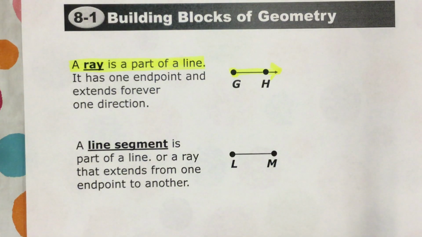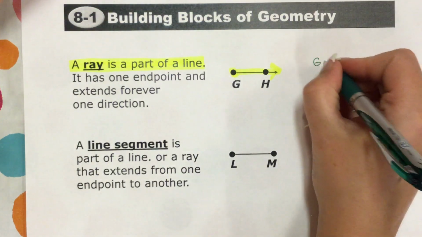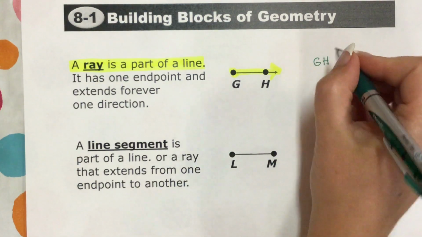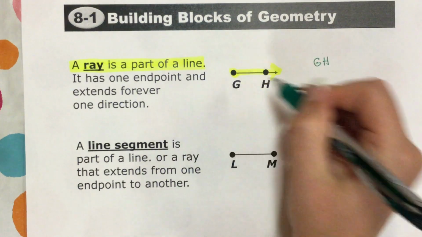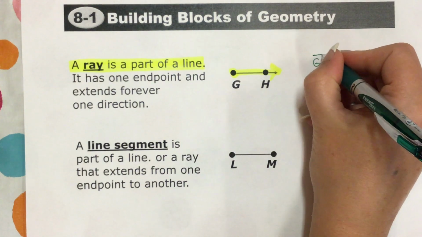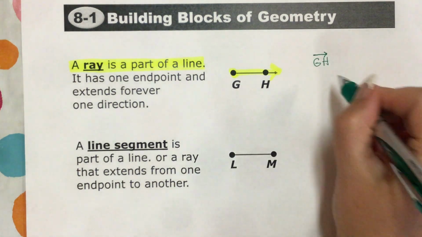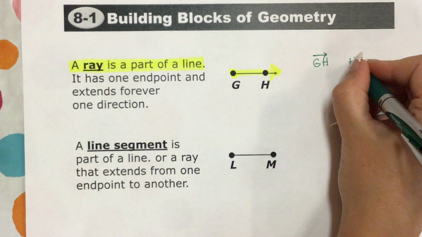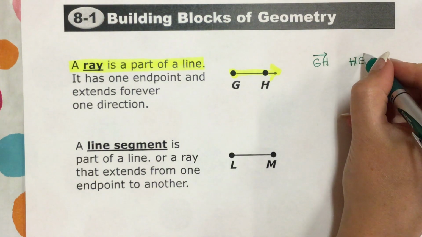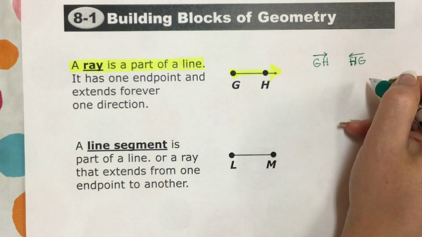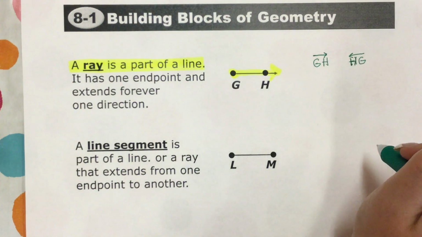And we would label this ray as GH, and then you make a little ray symbol on top. But the ray symbol, the endpoint has to match up with whatever the endpoint is on the picture. So right here, the endpoint is on G, so it would be like that. That would be a cute little ray symbol right there. If we did HG like that, the ray symbol would have to go the other way because the endpoint corresponds with G. Okay, so those are two different ways that you can write this ray.